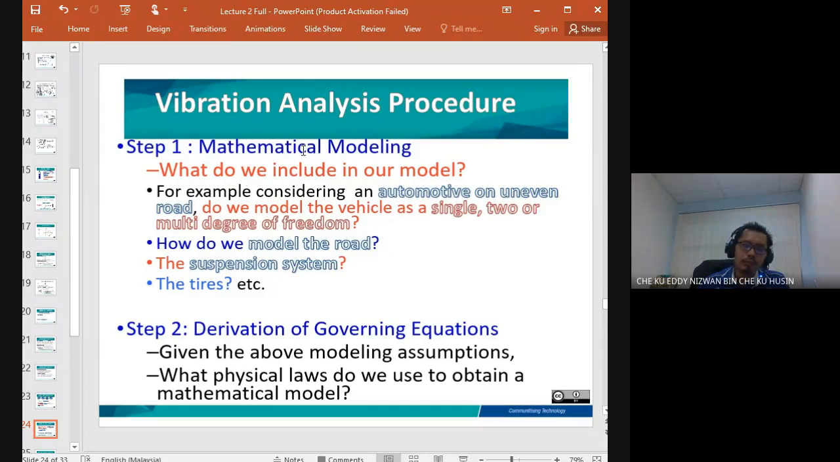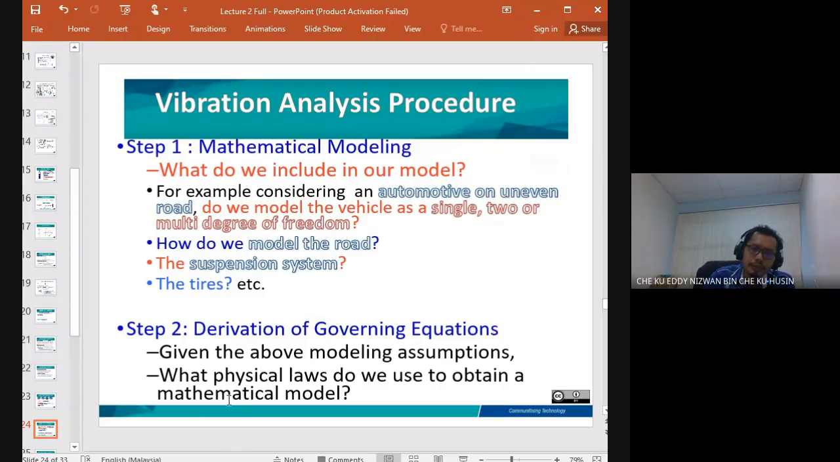Then how to model the road. So model the roads. Roads actually we can consider as a forced vibration. Because when you move on the uneven road surface, the road profile induces the force. We consider the road profile equivalent to the force, a deflection force. Then the suspension system, so the suspension system is related to the stiffness and the damping for that system, and then the tire itself can be considered also part of the stiffness. And then derive the governing equations.